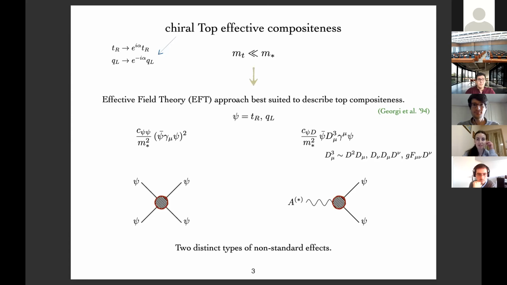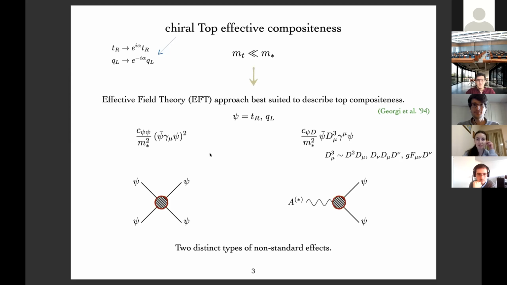So of course, this hierarchy means that we can study a strongly interacting top by means of an effective field theory. Georgi and company, already in the 90s, identified the genuine higher dimensional operators associated with this by now standard type of compositeness. At leading order in the expansion in fields and derivatives, there are two qualitatively different types of operators: 4 fermion operators and operators with a fermion bilinear and 3 derivatives. Note that I'm normalizing the operators with the compositeness scale, m star.